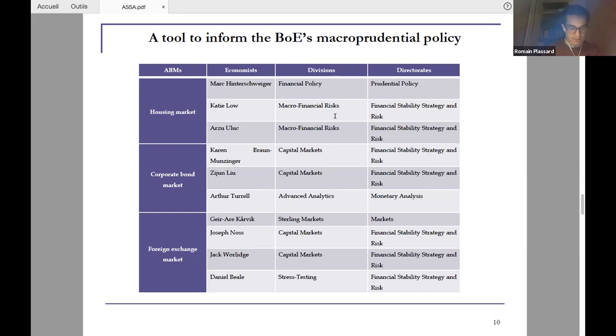From there, I started checking job openings of the bank, and this helped me to identify the responsibility of each entity. And the three entities are supposed to inform the Bank of England's macroprudential policy. We therefore have here a rough idea of how agent-based models are used at the Bank of England.